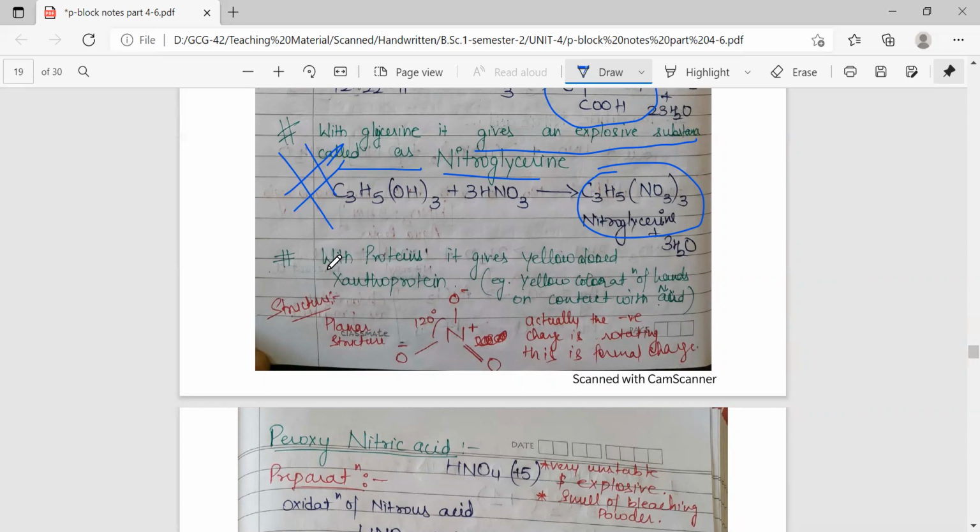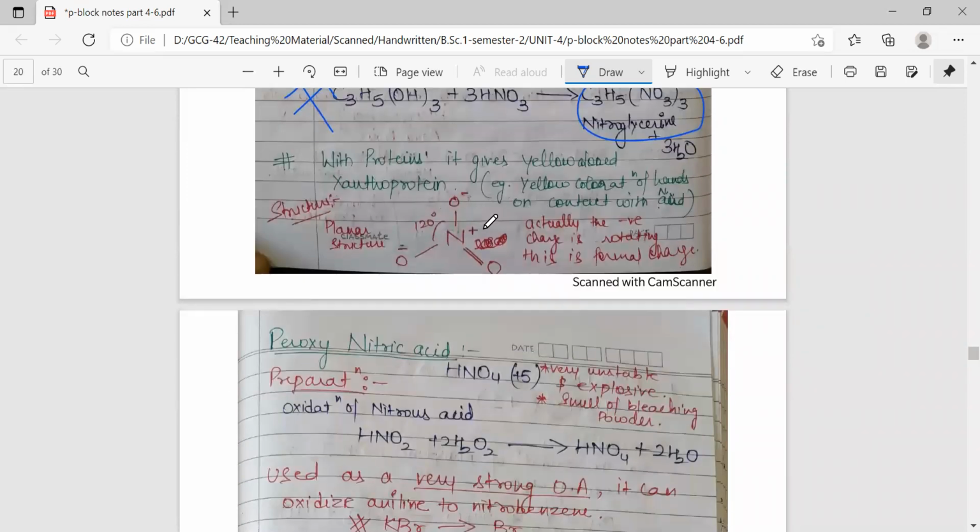So here, this is the structure of nitric acid. It is a planar structure, the oxyacid structure we have already discussed, trigonal planar, where one of the oxygens is doubly bonded and one of the oxygens has an OH group, and there is a coordinate bond from nitrogen to oxygen.